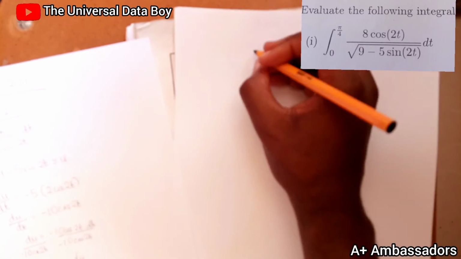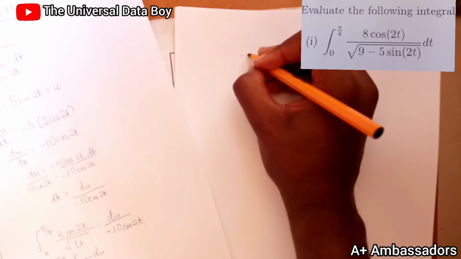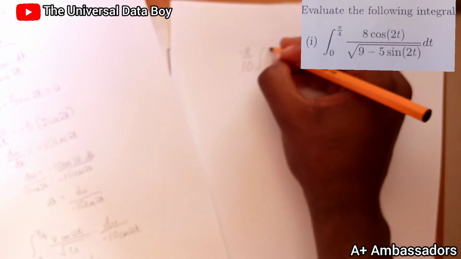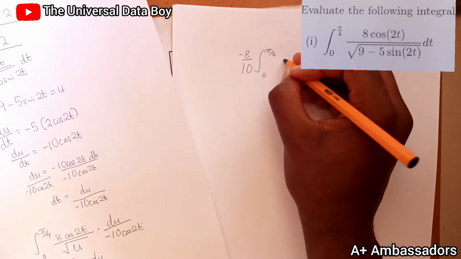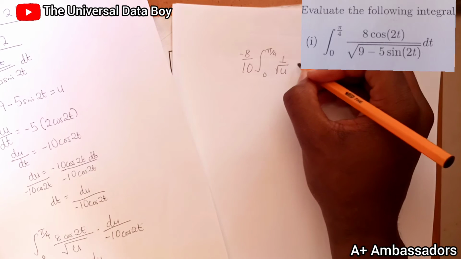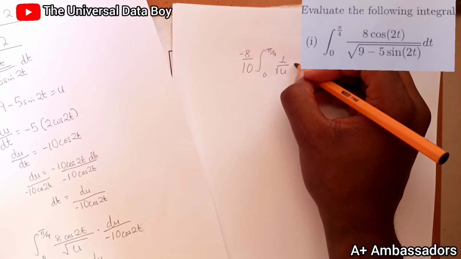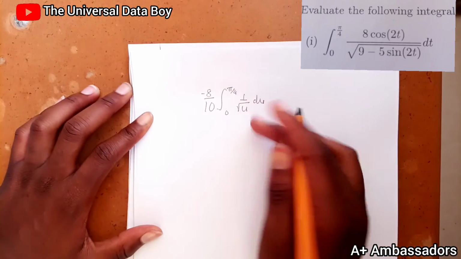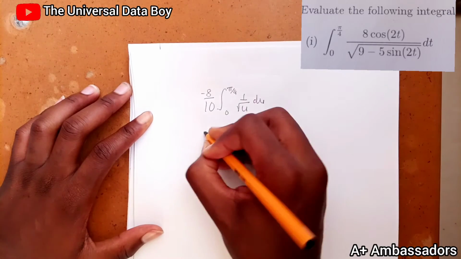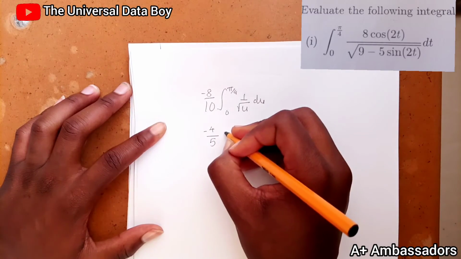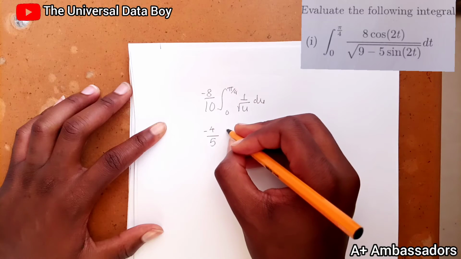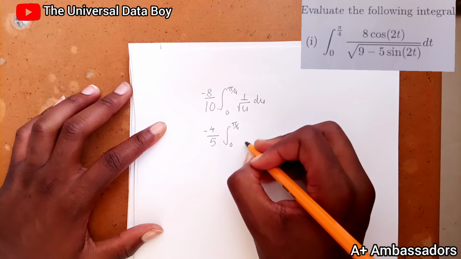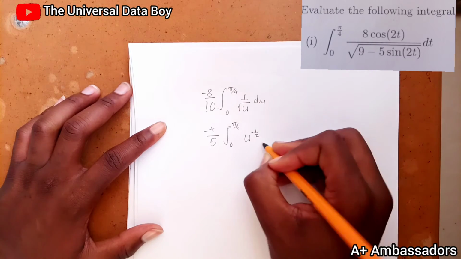Yeah, so we are having negative 8 over 10 times this integral to the limits pi over 4 of 1 over the square root of u du. Yeah, so now we can simplify this one. It will be negative 4, then down there it will be 5 when we factor out 2, and then we'll make the radical into a power as u to the power negative 1 over 2 du.